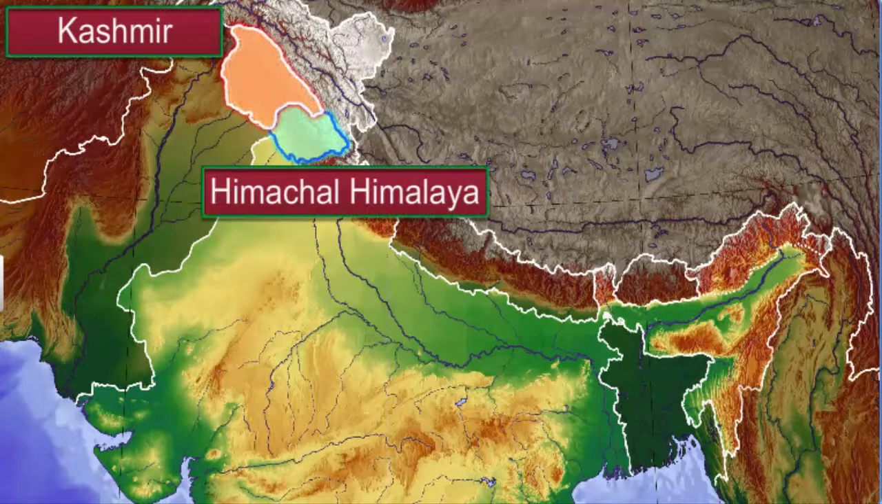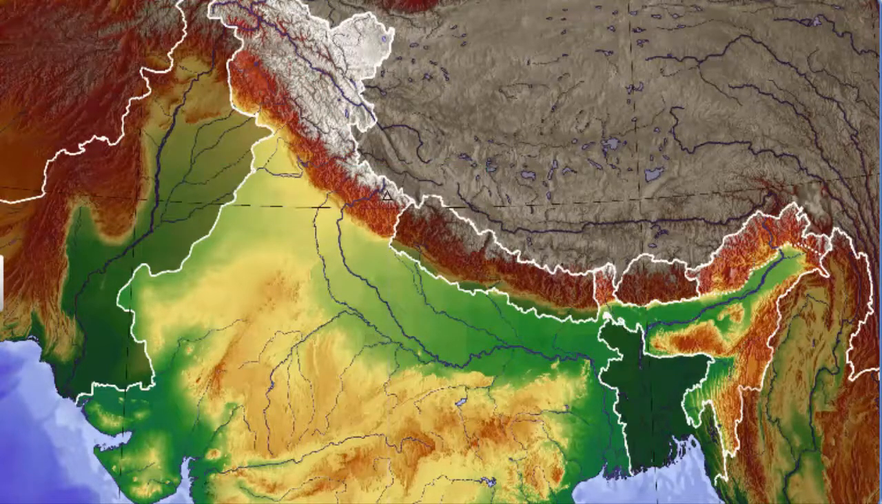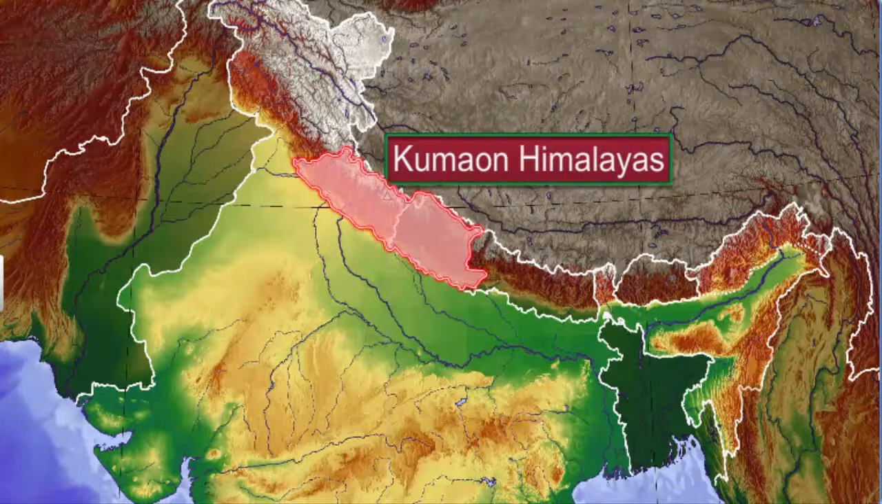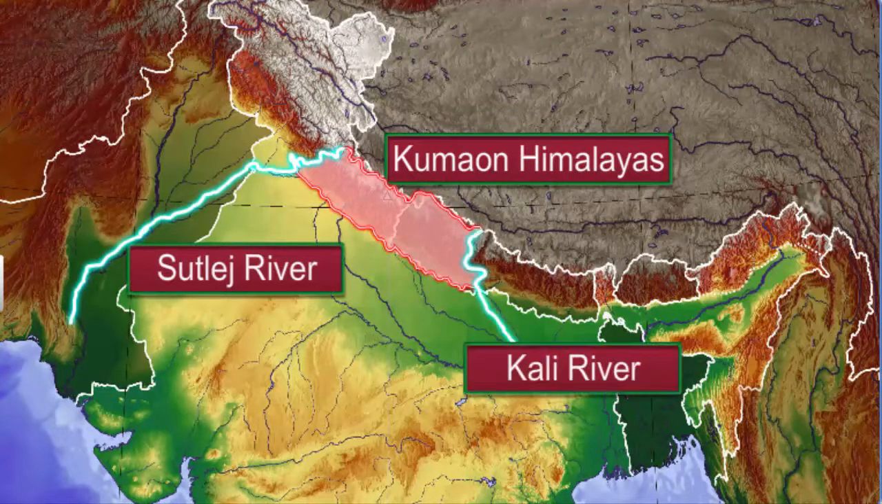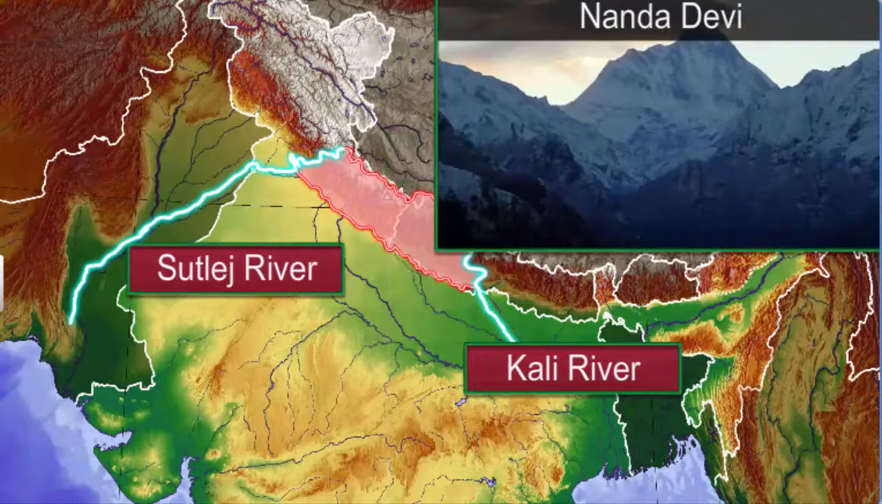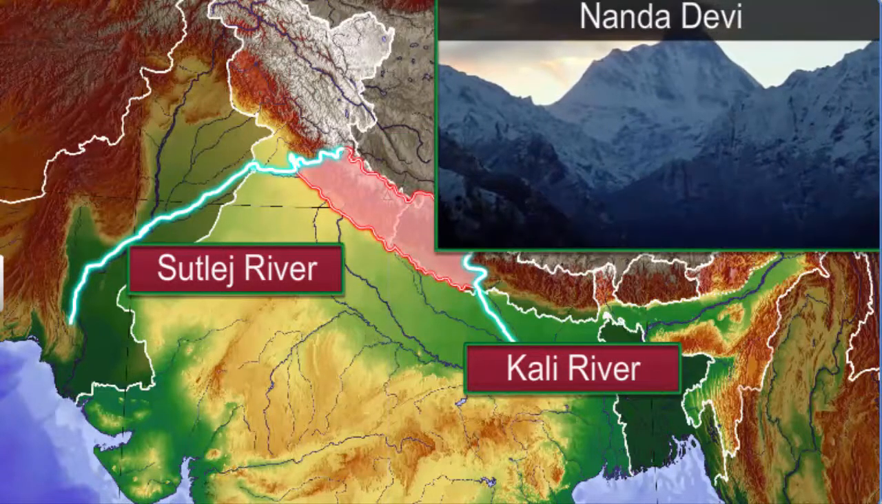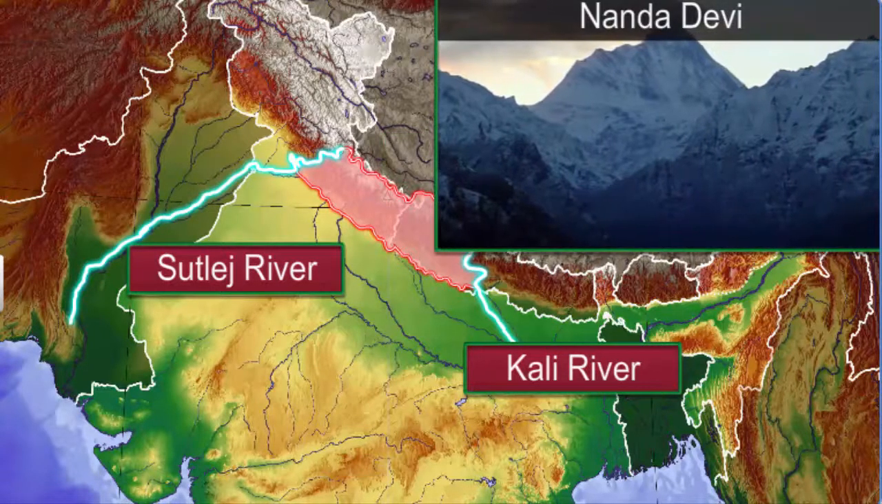To take another example, the Kumaon Himalayas is the name used regionally for the portion of the Himalayas between the Sutlej and the Kali rivers. Nanda Devi is the highest peak in this region. The hill stations Nainital and Rani Khet are located in the Kumaon region.